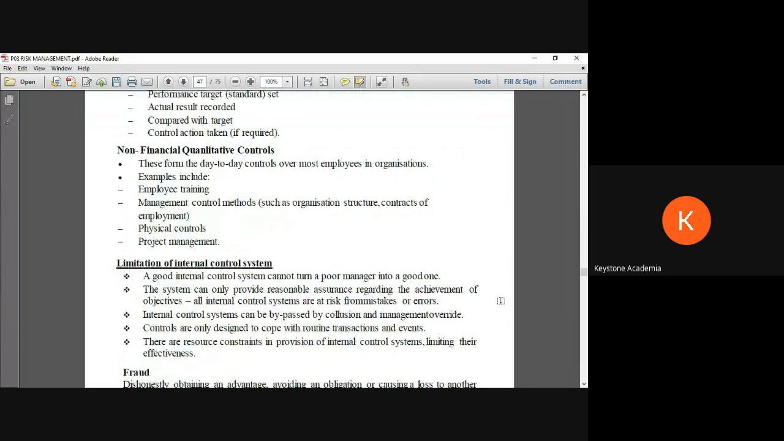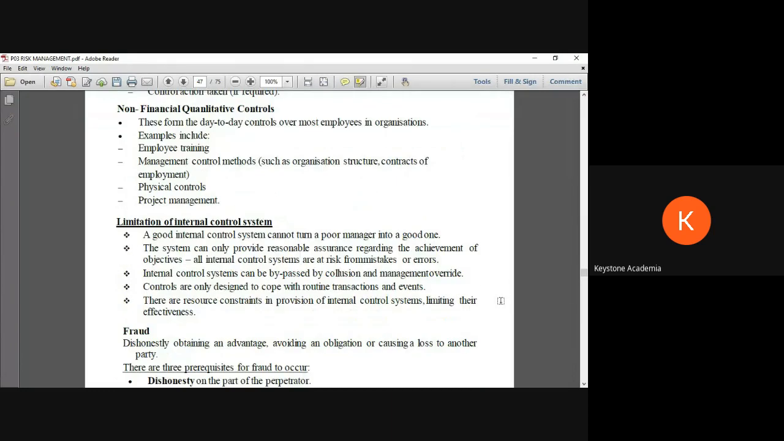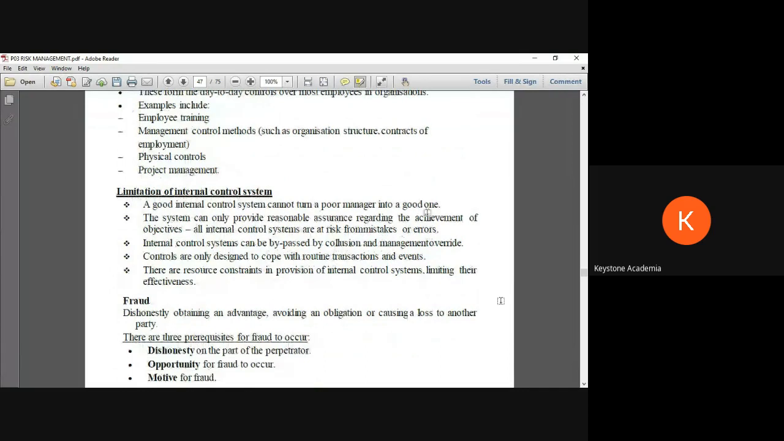Limitations to internal control can be limitations to risk management. Again, this cannot turn a poor manager into a good one, or a failing company into a successful company. It can help, but obviously it cannot be responsible for that. And remember, the system can only provide reasonable assurance. Many times, if the top person is involved in the fraud, let's say a board member, it's easy for them to bypass it. And we can only set controls for the risks we have identified. Imagine we have not considered a risk that can even happen. There is no control for that, isn't it?